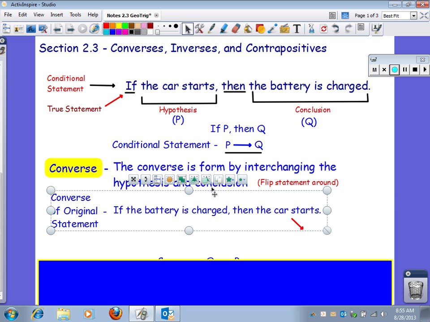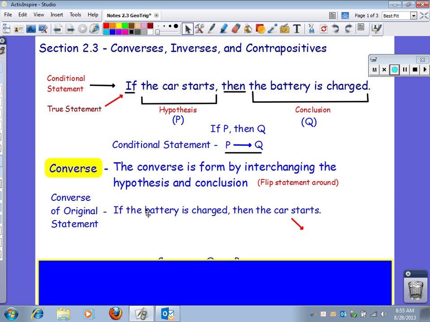That would be the converse of our original statement. The converse of our original statement would be if the battery is charged, then the car starts. You see how I just took the first part, put it in the back, and took the back part and put it in the front. Yes, this is the converse of the original statement. Now, is that a true statement? Is the converse of our original statement true? If the battery is charged, then the car starts.